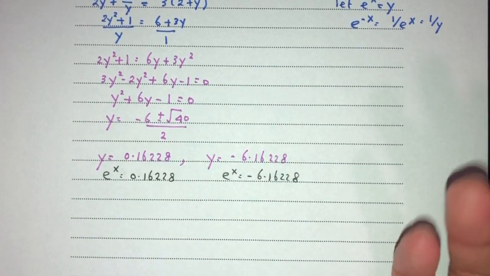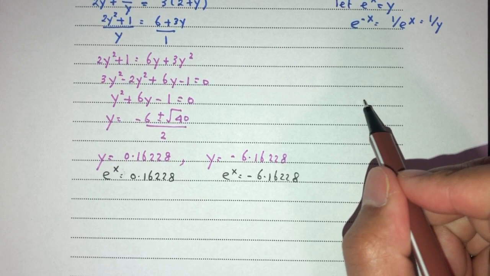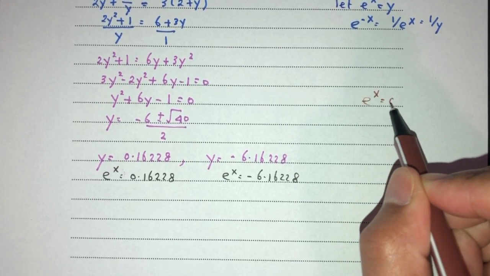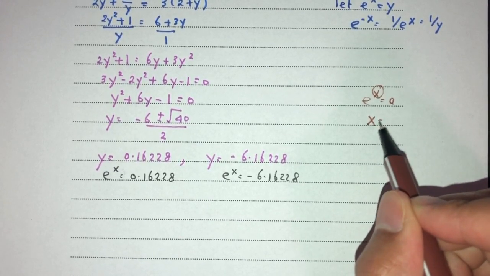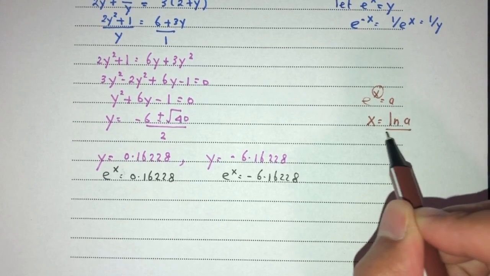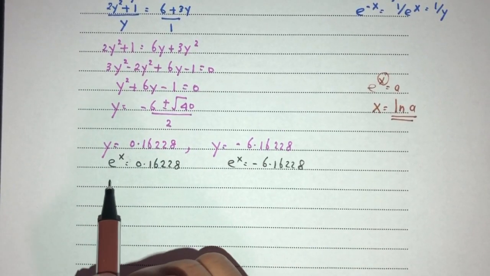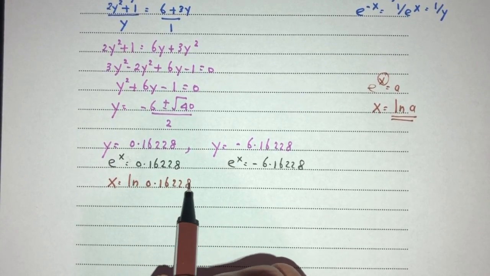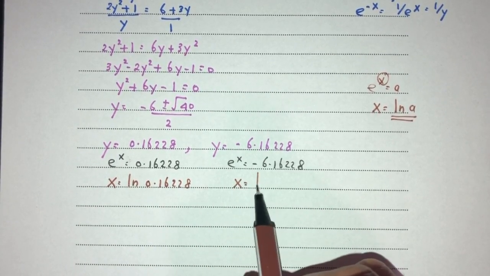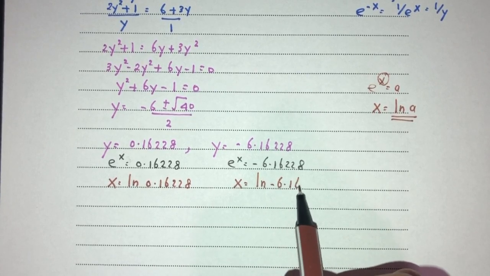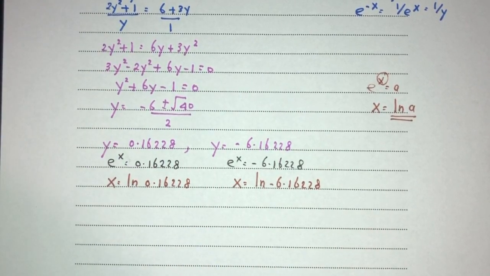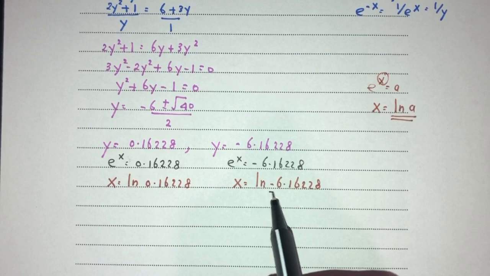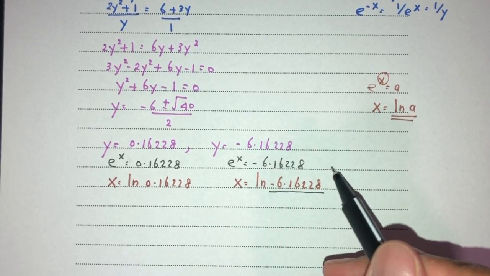We have to apply ln on both sides. So for example, if you had exponential x equal to a, to find x, it is simply equal to the value of ln of a. We should know this by now. So therefore, to find x here, that should become ln of 0.16228. That should be also ln of minus 6.16228. But this is not possible because we understand ln cannot take negative value, so this will not be valid.